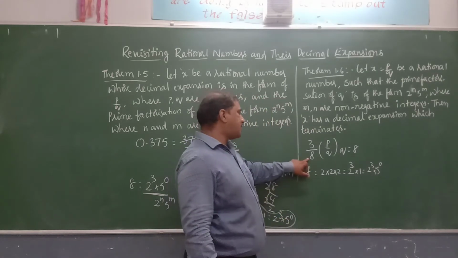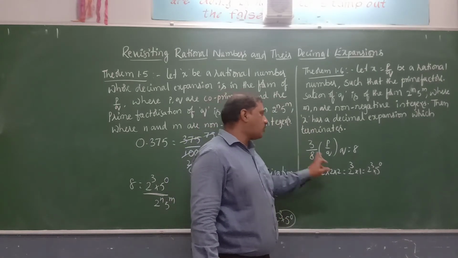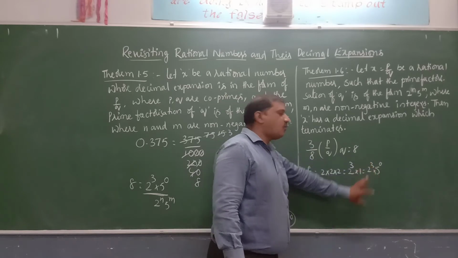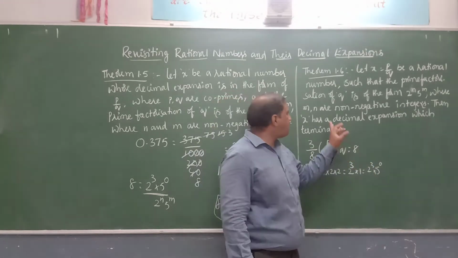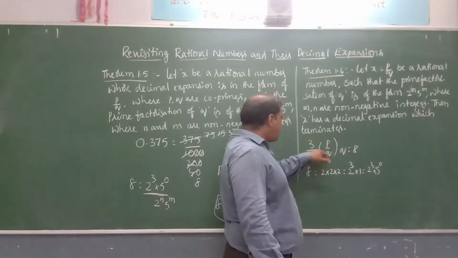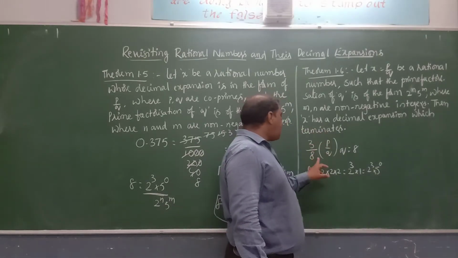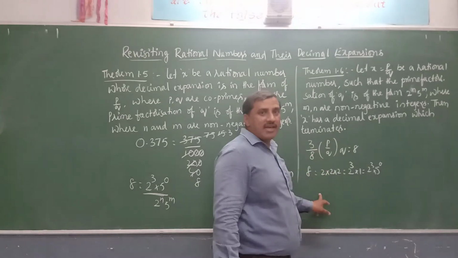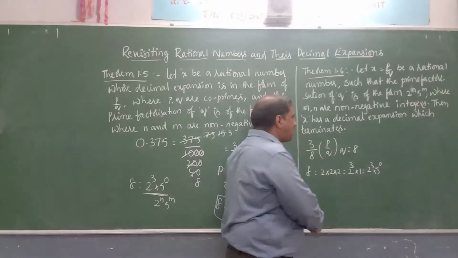So the prime factorization of q is equal to 2 cube into 5 to the power of 0. It is in the form of 2 to the power of n into 5 to the power of m. Then the decimal expansion of 3 by 8 will be terminating. We will check whether it is terminating or not.